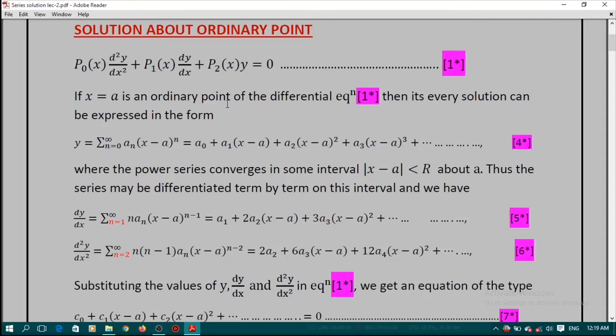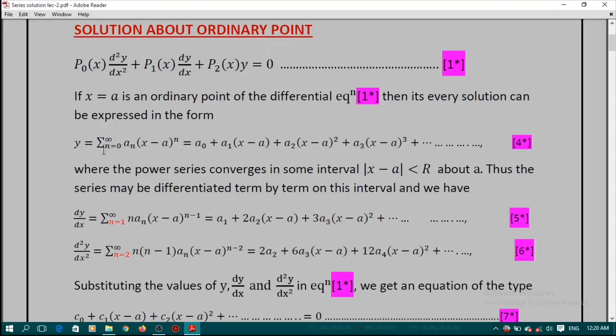So in power method, you can write the solution in this summation notation, or you can use this expanded version of series, where the power series converges in some interval modulus of x minus a less than capital R about a. Thus, the series may be differentiated term by term on this interval. Now, we are going to differentiate this entire series with respect to x. So derivative of y with respect to x we write as dy by dx, and derivative of the term an into (x minus a) whole raised to n with respect to x is n an (x minus a) whole raised to n minus 1.